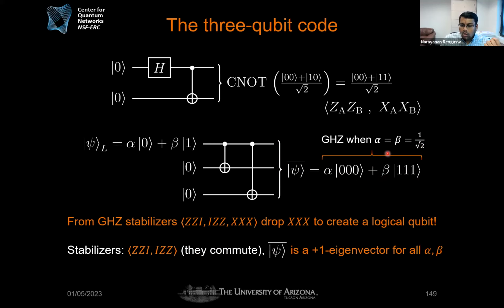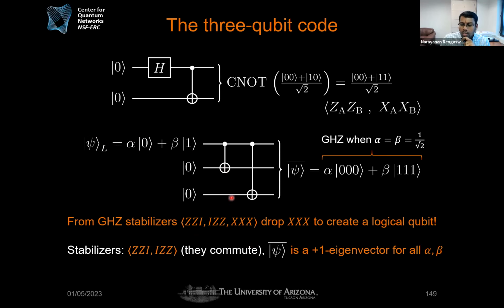But when you drop the requirement that alpha and beta are 1 over square root of 2 and make alpha and beta arbitrary, you are effectively dropping the third stabilizer from the group, which means you have created space for a logical qubit. So on a 3-qubit state, if you have 3 independent stabilizers, then it's just a 0-dimensional space, where you have a fixed state. Whereas when you drop this XXX, you have only 2 stabilizers on 3 qubits, which leaves room for 1 logical qubit, and that's exactly this input here.